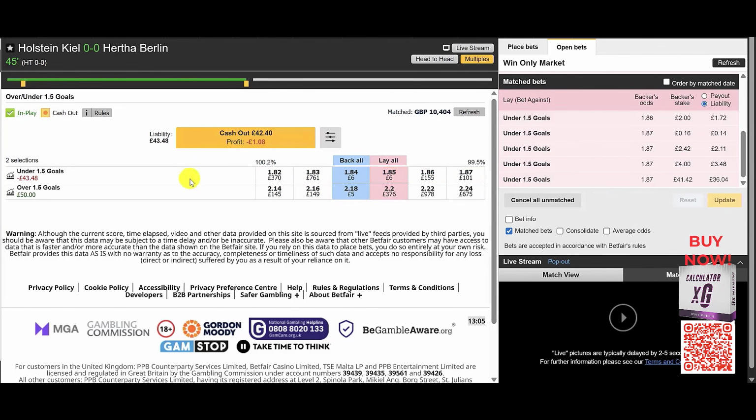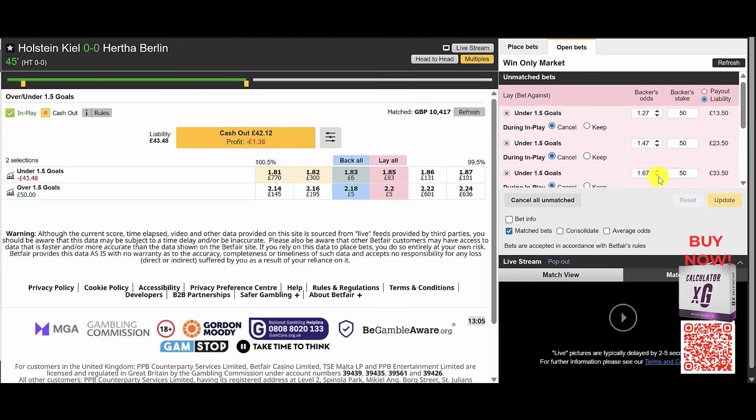And so, as we know, the under 1.5 goals price, that's going to steam in, and the price is going to tick lower and lower. So we've got lay orders 1.67, 1.47, 1.27. Okay, so we're expecting a goal. We just don't know when it's going to arrive. So we are set up in the markets to try and catch it. Let's see what happens in the second half.